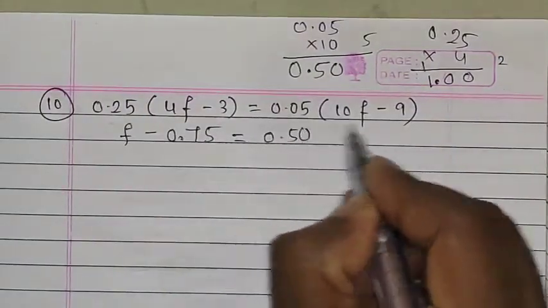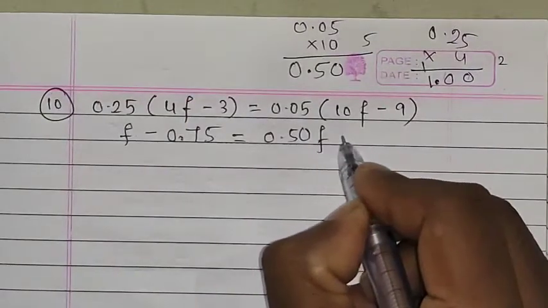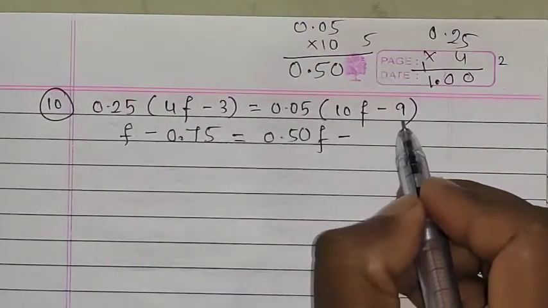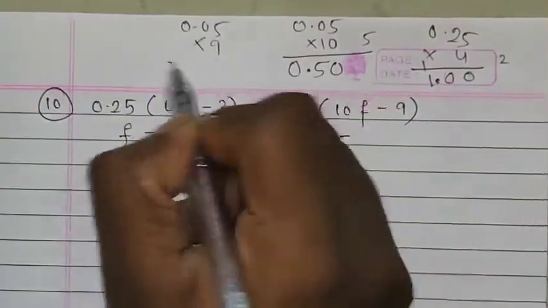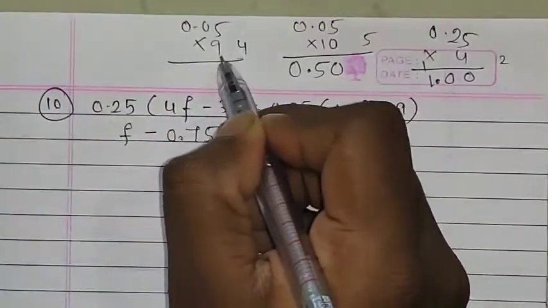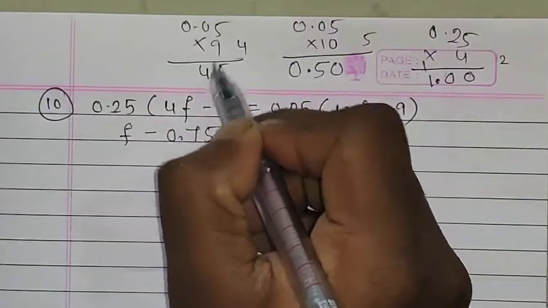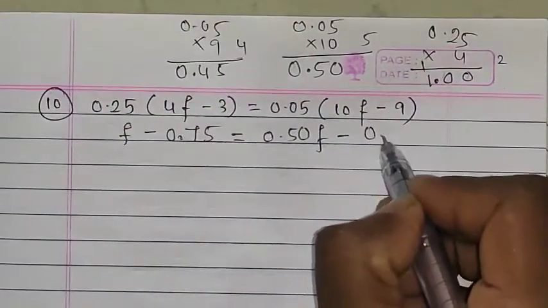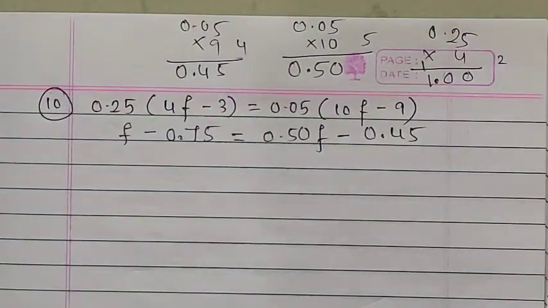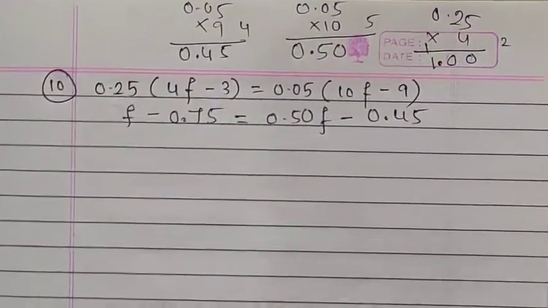0.50f minus 0.05 into 9. 0.05 into 9. 9 5s are 45, 4 carry. 9 zeros are 0, but 4 remaining, 4. 9 zeros are 0. After 2 digits the point is there, 0.45. Let us make variables one side and constants one side.